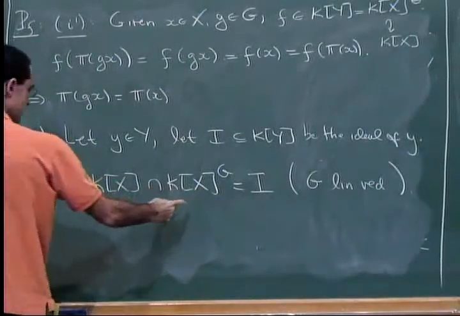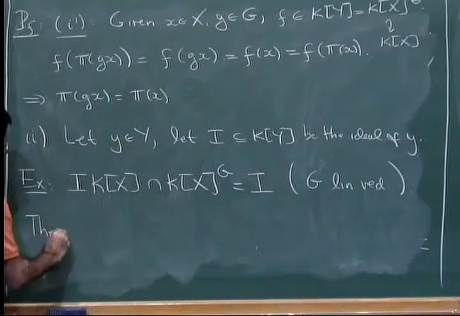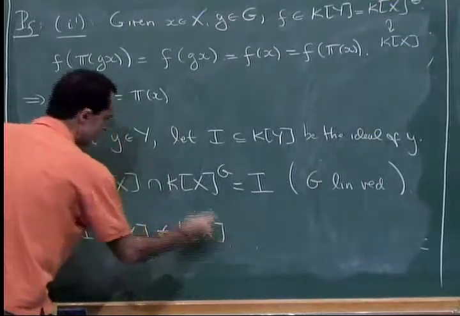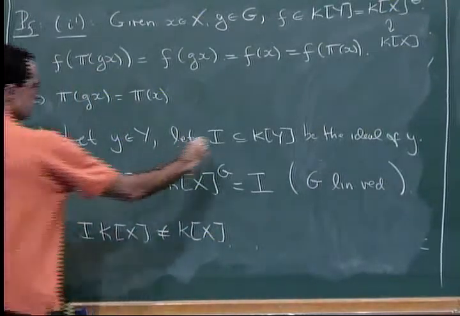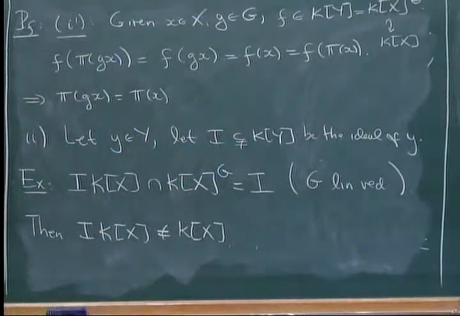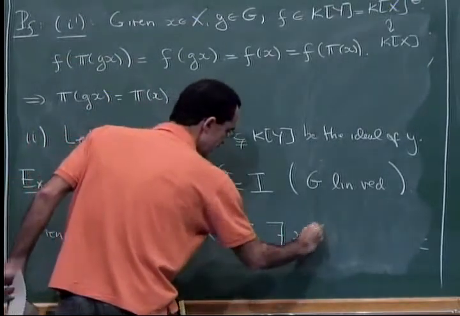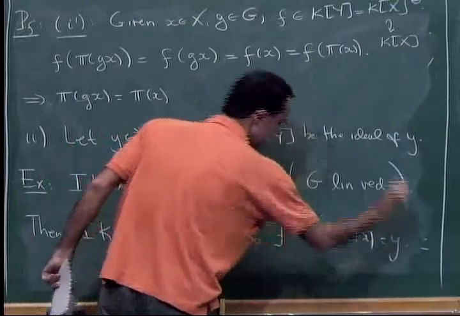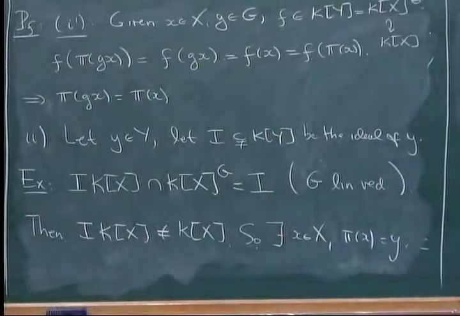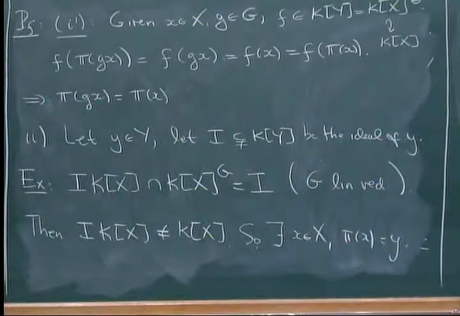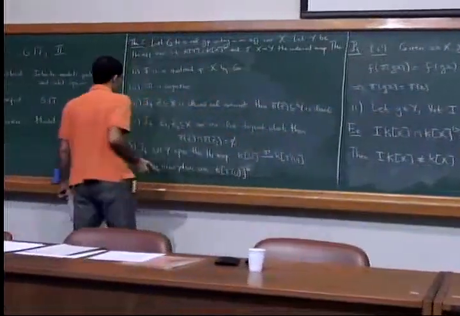But if this is the case, then I K[X] must be different from K[X]. Because otherwise, when we intersect, we get the full ring. And that's not the case. So it means that we have an ideal which is contained in a maximum ideal. This maximum ideal corresponds to a point, and this point must give me y back. Okay? So this is the surjectivity, which already uses, as I mentioned, properties of the group. So we're not dealing with just any group here.